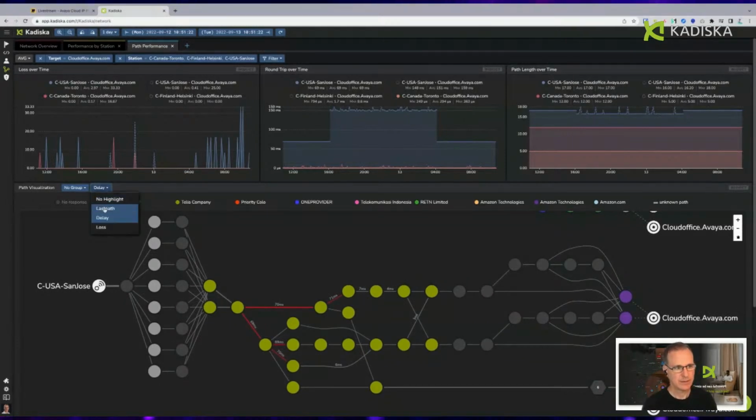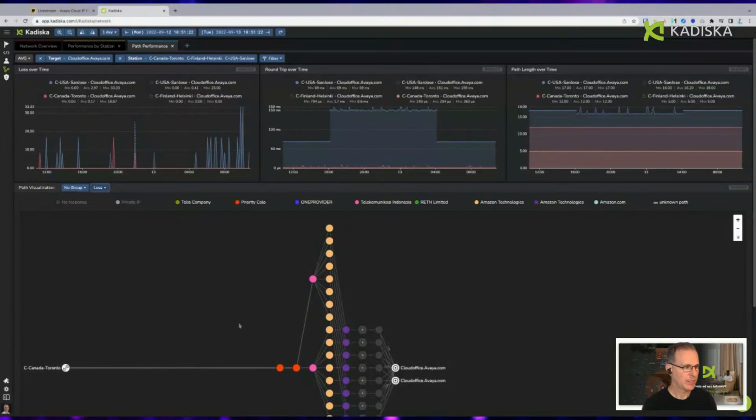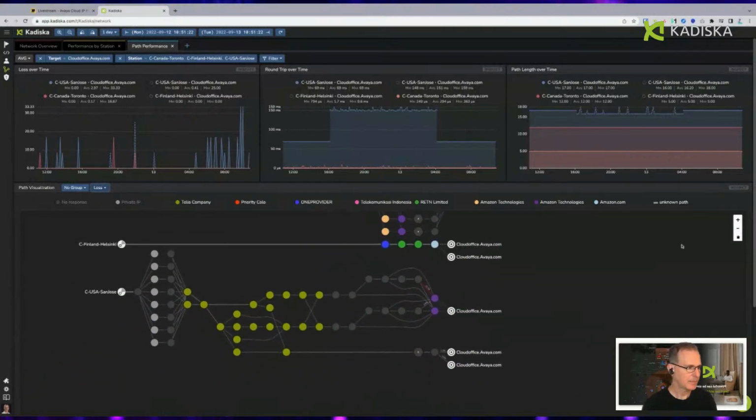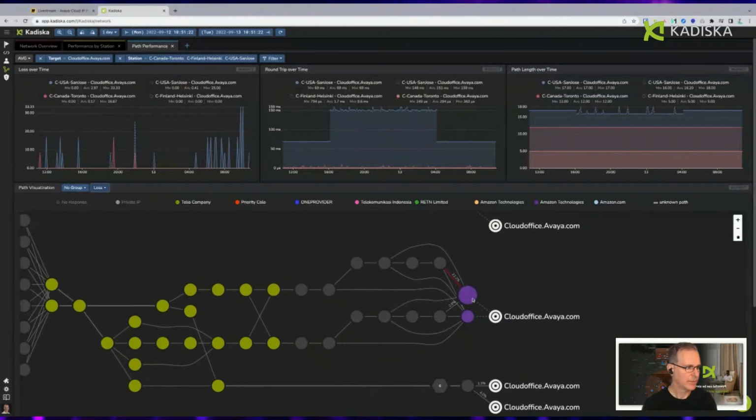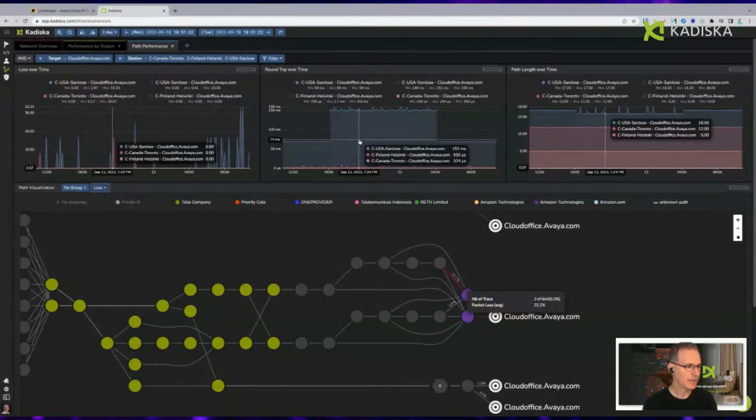We can also look at the loss to see if there's any significant loss in these links. And you can see here that on the route going to, if they're connecting into the French AWS site where they're hosting the Cloud Office, basically there's a 22% packet loss happening here in the AWS cloud network, which will definitely be dropping all your calls. So hopefully you're not talking to somebody really important at that moment in time.